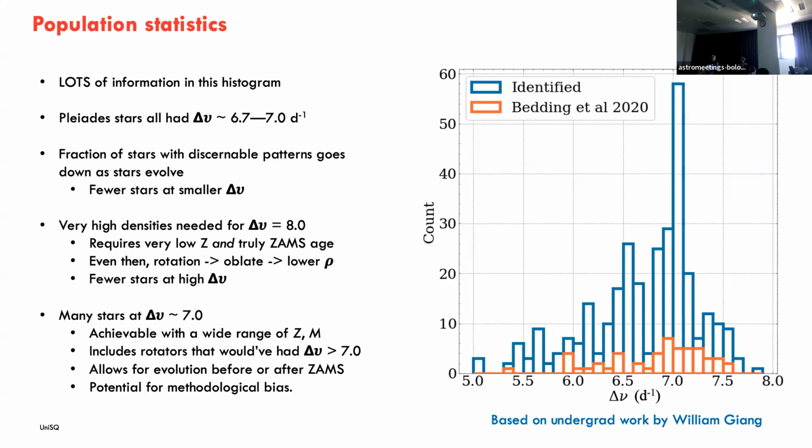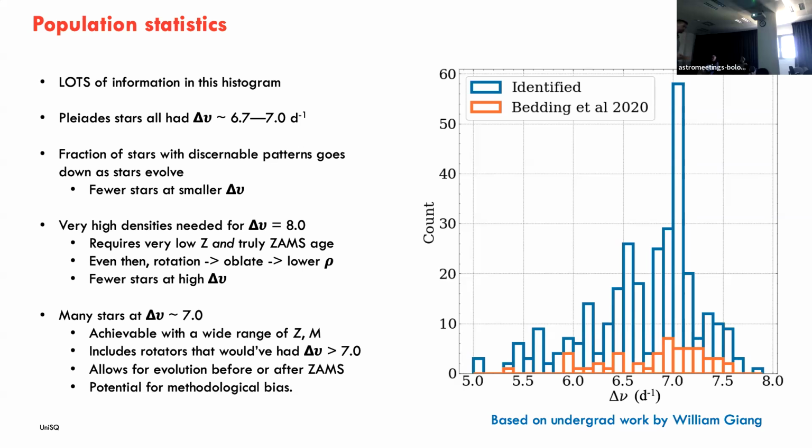That sample of stars with delta nu near 7 could also include stars that would have been up here were they not rotating, but the rapid rotation and oblate shape has pushed them to lower values of delta nu. It also allows for some evolution before or after the ZAMS. Your star doesn't have to be at its densest point to have a delta nu of 7. It could still be on the pre-main sequence. It could be 200 million years old, and you could still achieve a delta nu of around 7.